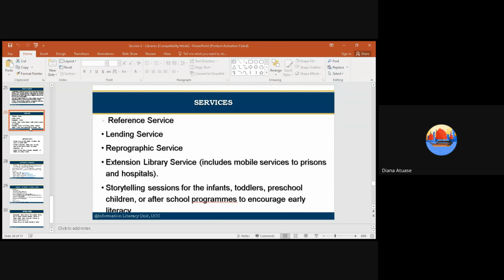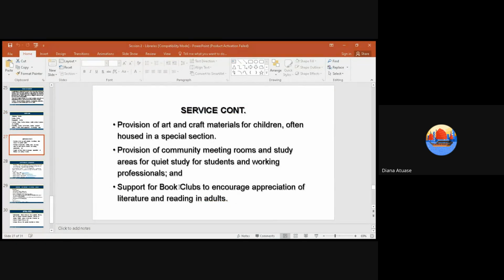This library also provides services to other people in the hospital, in prisons. The public libraries sometimes reach out to them to help them know whatever is happening around them. They provide them with storybooks and other information for them to be abreast with whatever is happening around or in the society. They also offer storytelling sessions for toddlers, for kids, and other things. So the public library is also a very important library.